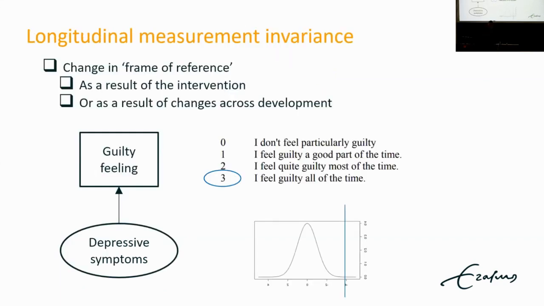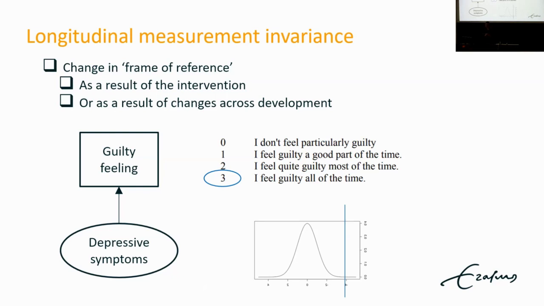So longitudinal measurement invariance models are models that try to investigate that. So is there indeed a change in the frame of reference, so to say? So think about a single item that is an indicator of depression, feeling guilty. This is from the Beck's Depression Inventory. So it is a real item to assess depression. It's being used in research. It has 4 answer categories.